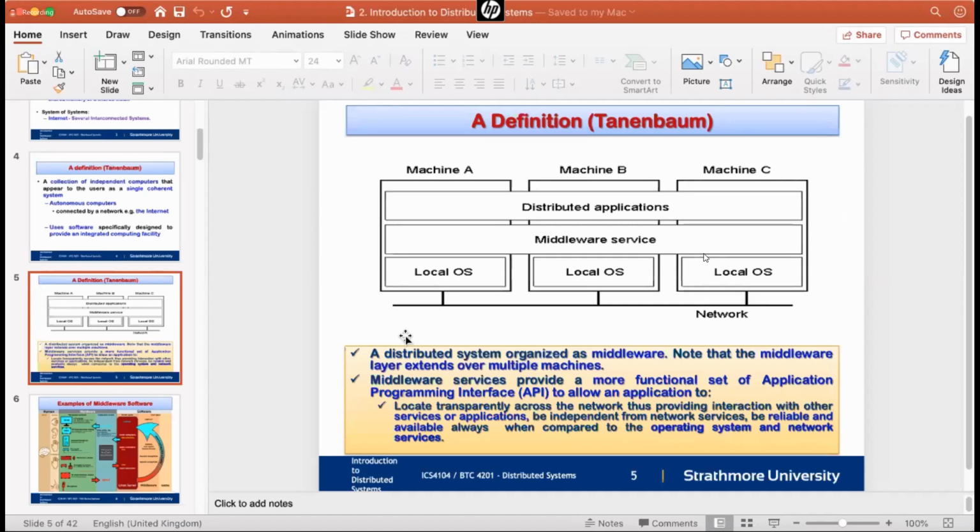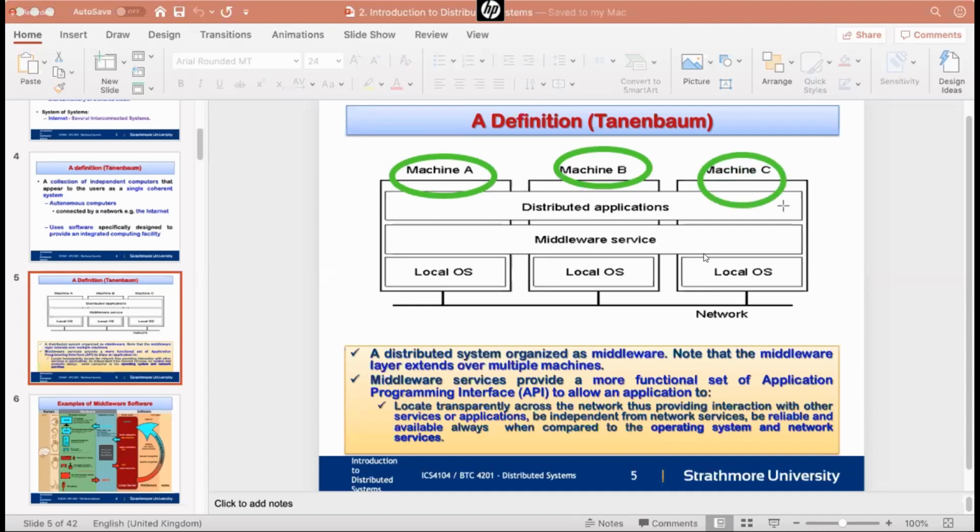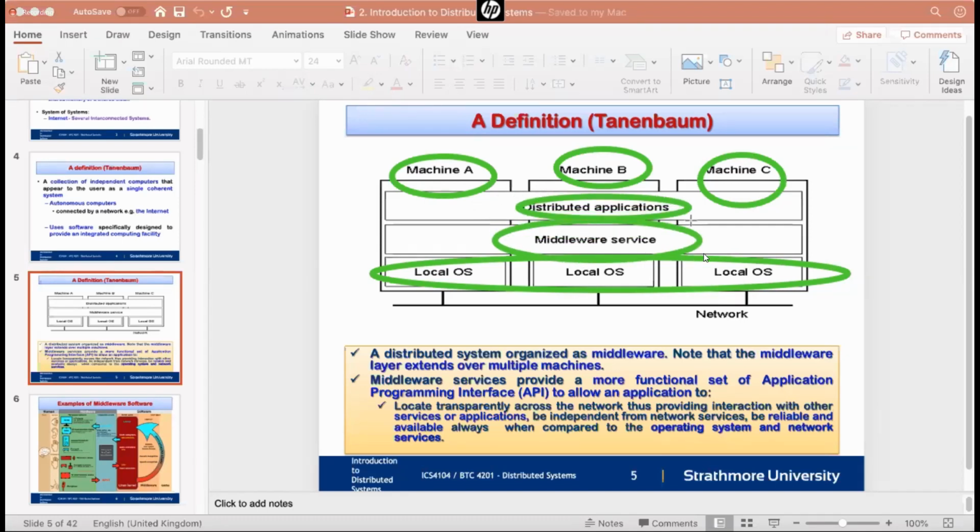If they are working independently, you can see from what I have here, I have machine A, I have machine B, and I have machine C, and each one has its own local operating system. That is autonomy. But for them to be able to work together, I mentioned in the last slide that they must have software that makes it possible for them to work together. And that is what we have here as middleware and distributed applications. These are software that can help these different autonomous computers to work together.